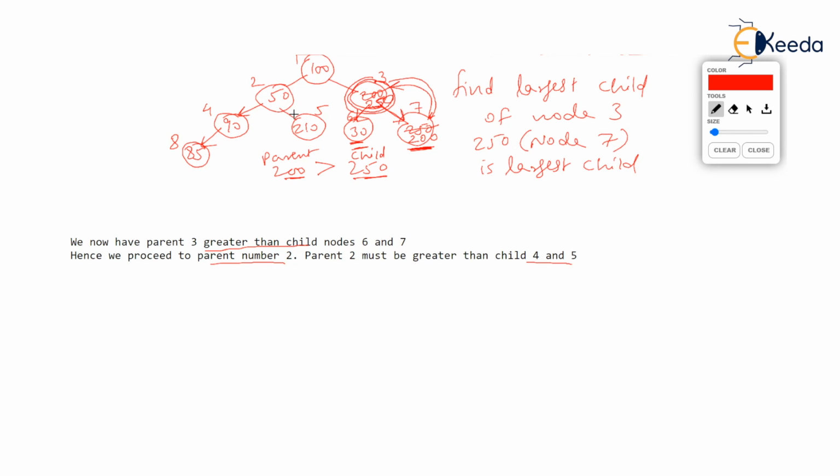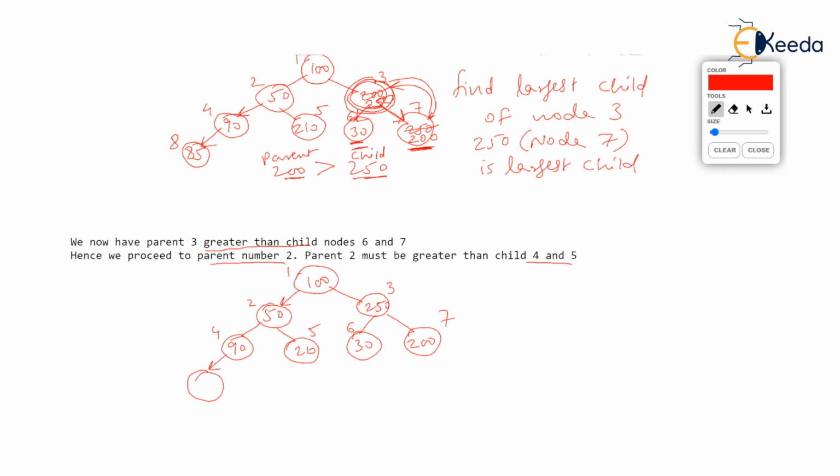Okay, let's see. First of all, I'll draw the heap that we have currently. 100 is still at root, first node. Left is 50, as you see above. Right child of 100 is now 250. Just check this. This is the change we made while adjusting parent number 3. Left of 50 is 90, the fourth node. Right of 50 is 210, fifth node. Left child of 250 is still 30, and right child of 250 is 200, the seventh node. And the left child of 90 is 85, eighth node.